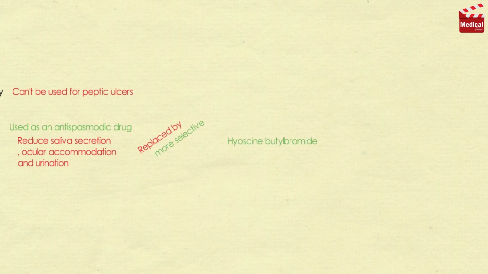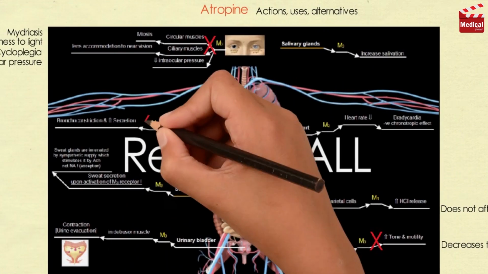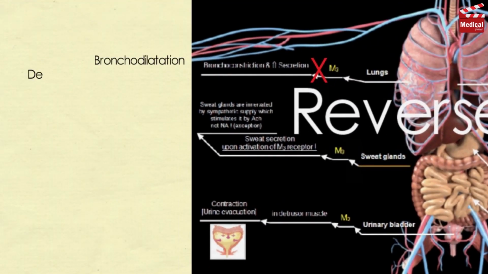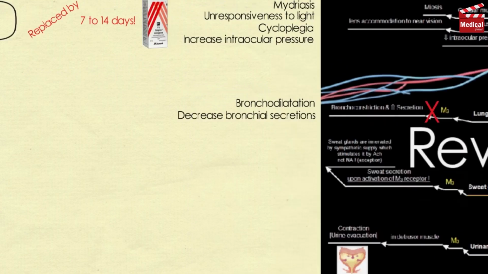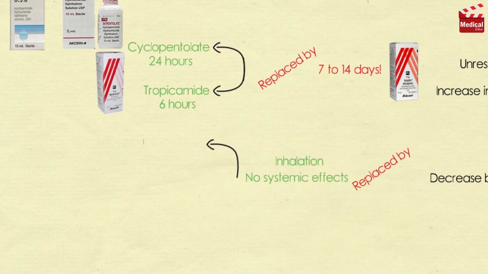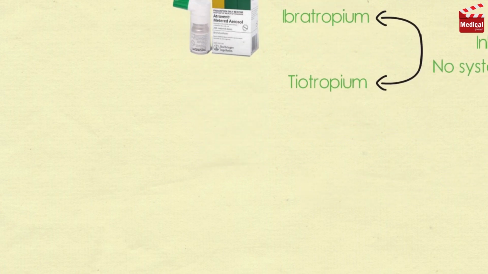Hyoscine butylbromide is used as an antispasmodic in case of intestinal, renal or biliary spasms. It is available with the brand name Buscopan, tablets and injection. Atropine also causes bronchodilation and decreased bronchial secretions. But it has been replaced by agents that are used as inhalation and do not have any systemic effects, such as ipratropium and tiotropium, which are known commercially as Atrovent and Spiriva, respectively.